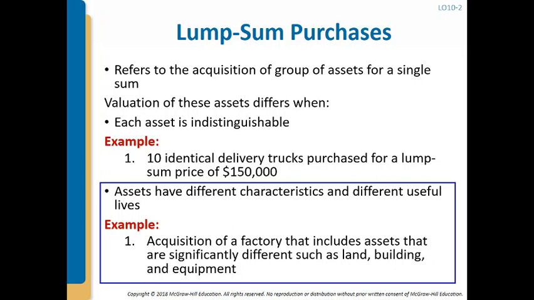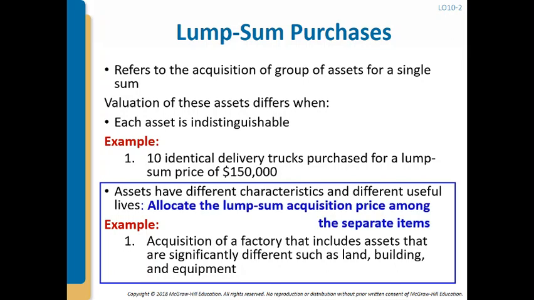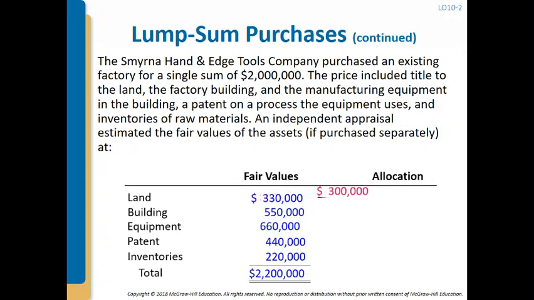More problematic is assets that have different characteristics and different useful lives, such as when you acquire a factory that includes various types of assets, such as land, building, and equipment. That's the more likely example. And so here you allocate the lump sum acquisition price among the separate items based upon their separate fair market values. So let's show you how that's done.